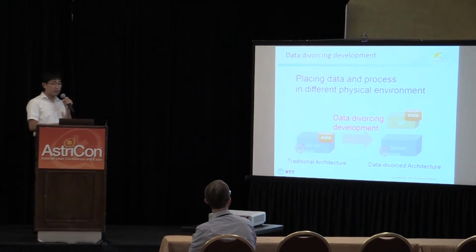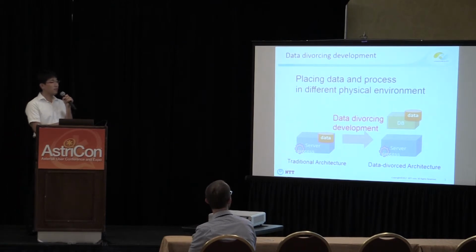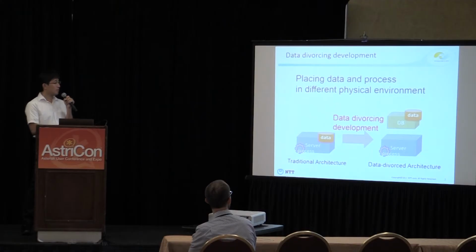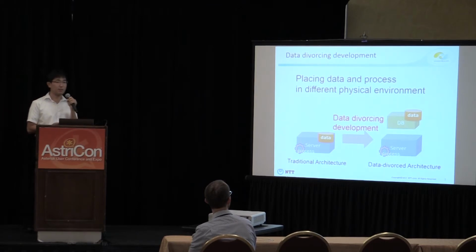Before explaining the details, I show the keyword, data debossing development, shown in this figure. In traditional architecture, data and process are coupled. But after data debossing development, data and process are debossed. This is an important keyword in this presentation, so please remember.